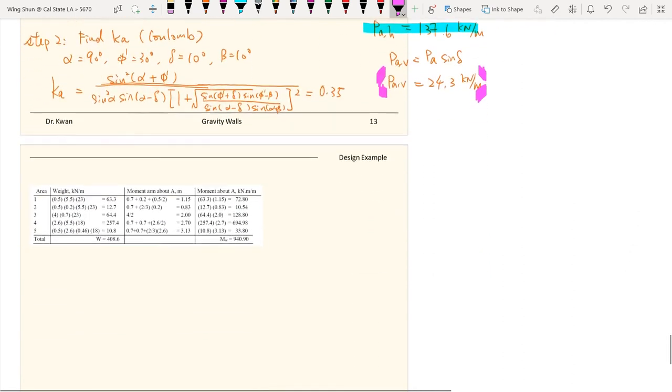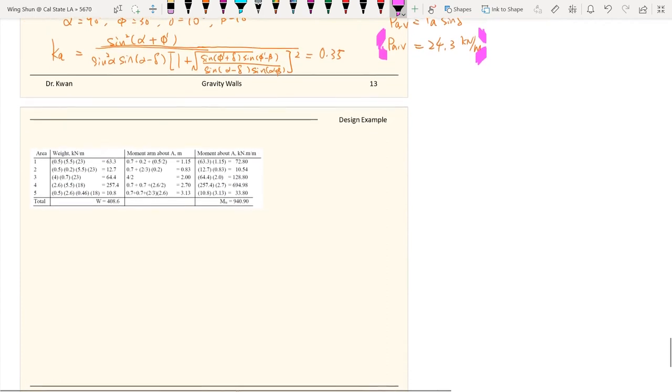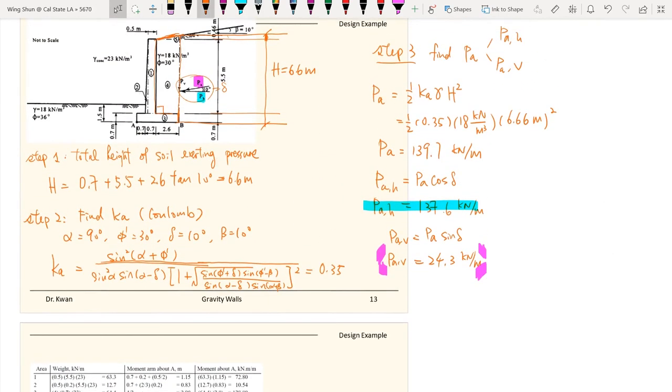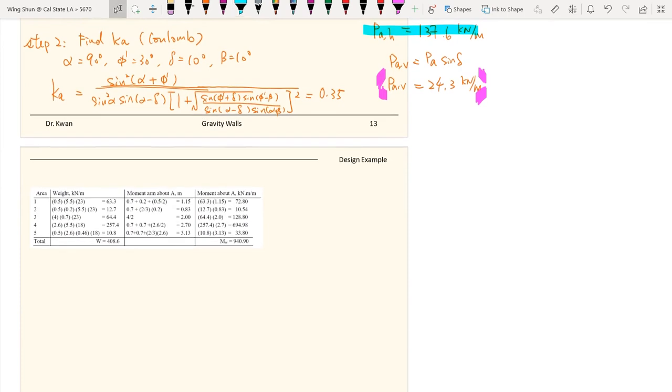Next, what we will do is calculate the moment at the toe. We identify the moment here, point A at the toe, and we take moments about that point based on the forces that we have. So that will be step number four.